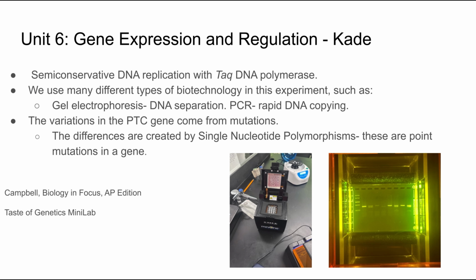We also use many of the pieces of biotechnology described in Unit 6. For example, we have gel electrophoresis, where you separate pieces of biological molecules based on their size using an electric current, and PCR, effectively the DNA photocopier. Now, lastly to talk about is the variations you have in the PTC gene due to SNPs. These are effectively point mutations based on tiny little changes to one nucleotide.